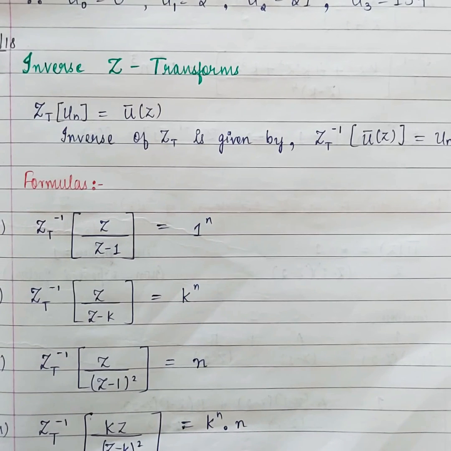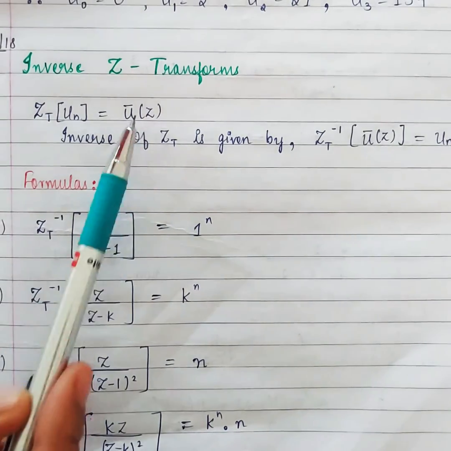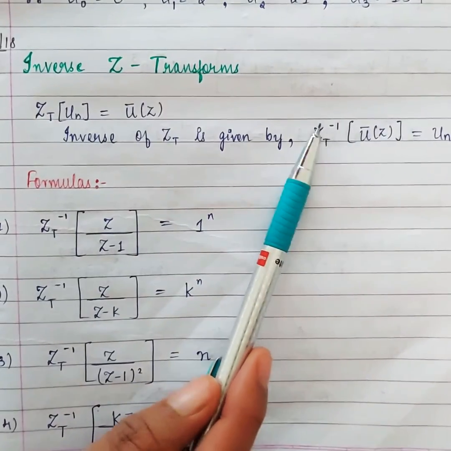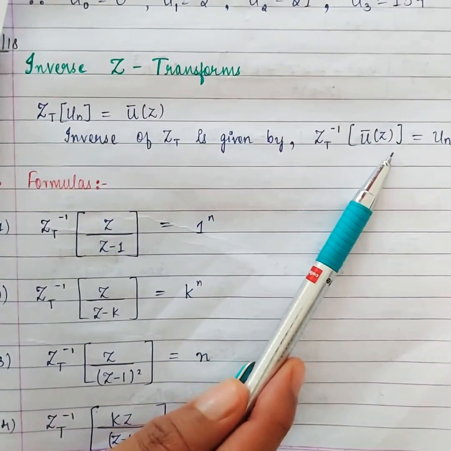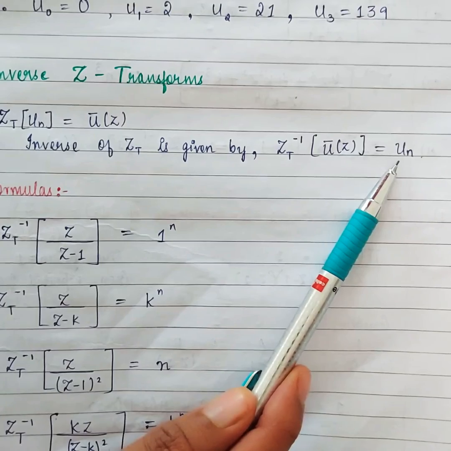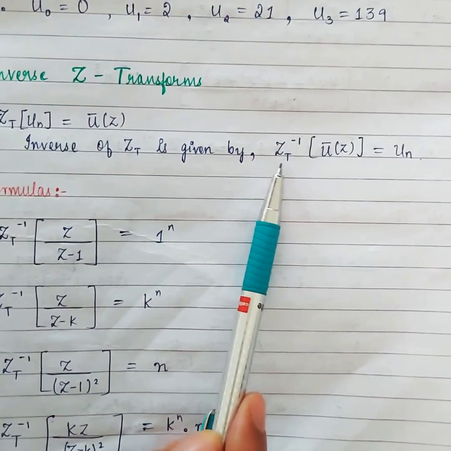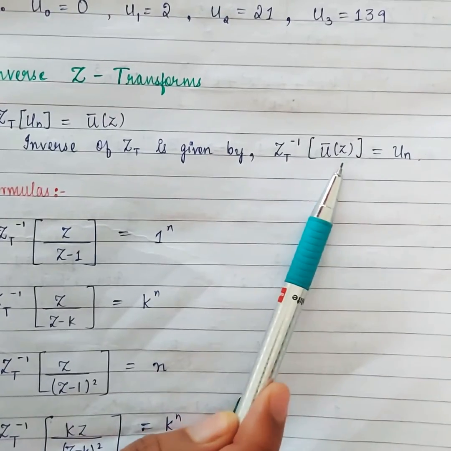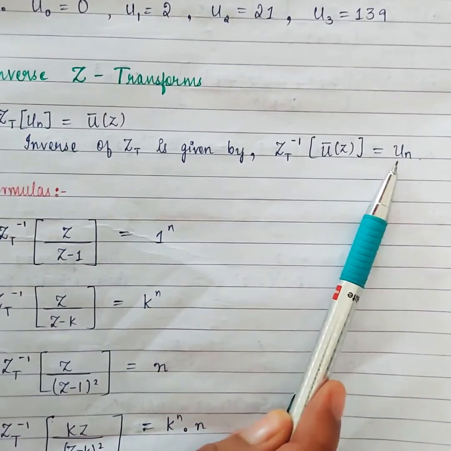Today let's learn about inverse Z transforms. So Z transform of Un is nothing but U bar of Z. So inverse of Z transform is given by Z transform inverse. This is a notation of U bar of Z which is equal to Un. So this is a notation for inverse. Z transform inverse of your answer, that is U bar of Z, will give your function back.